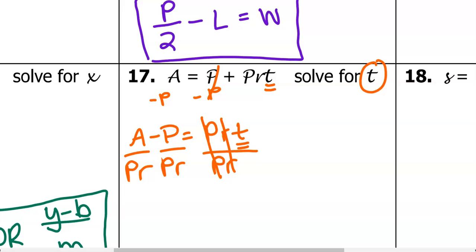Does A over PR simplify in any way? No. A over PR is what it is. How about, and there's a minus, how about P over PR? Yes, the P's simplify, right? So what's left on top though? Because we have an R on the bottom, but something has to be above it. It's a 1. And we are equal to t. So t is still there.